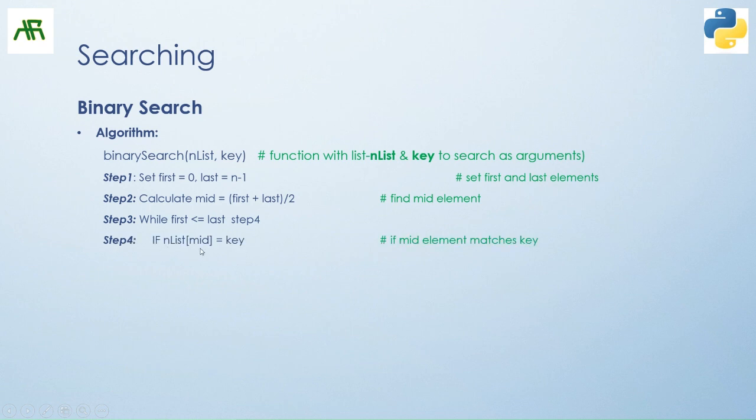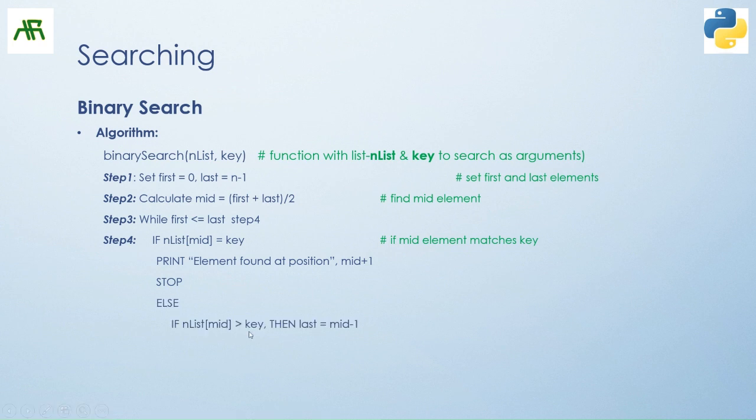If the middle element matches with the key, then a match is found. So return "element is found at position mid plus 1". This is the index position plus 1 at the mid, and stop the processing. Come out of the program.